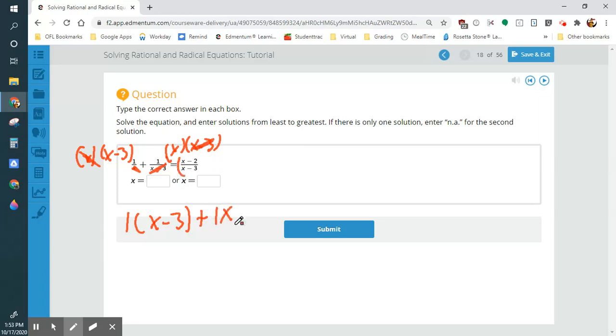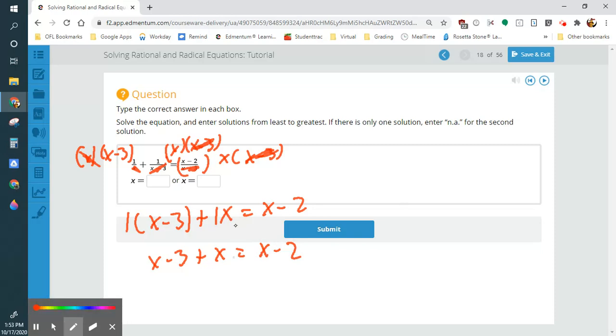And if I do multiply this one by x times x minus 3, this cancels out here, so I'm left with this x minus 2. So after I multiply everything out, I get my x minus 3 plus my x equals x minus 2. One thing I can do here is subtract both sides by x, and this cancels out with this one if I take away that x. And then I'm going to add 3 to both sides. So I end up with x equals 1.